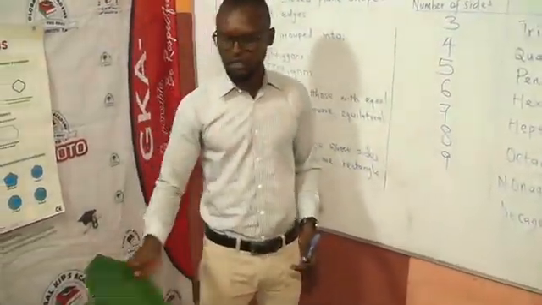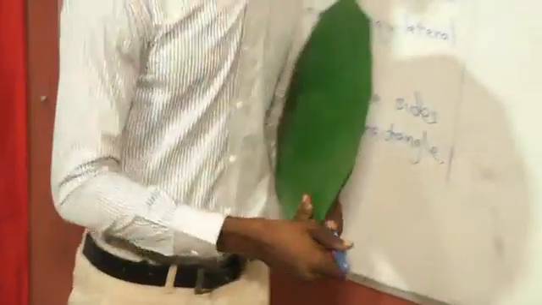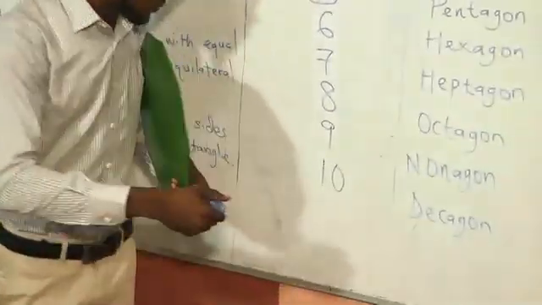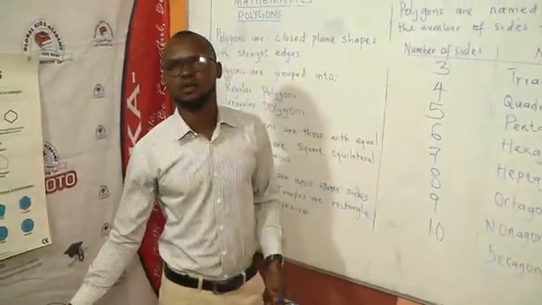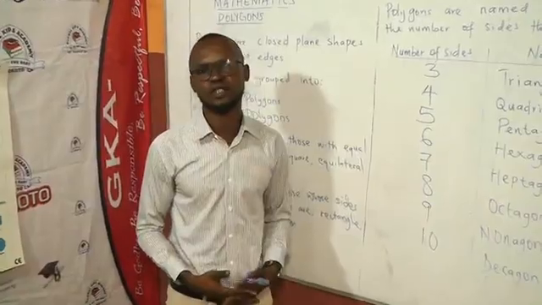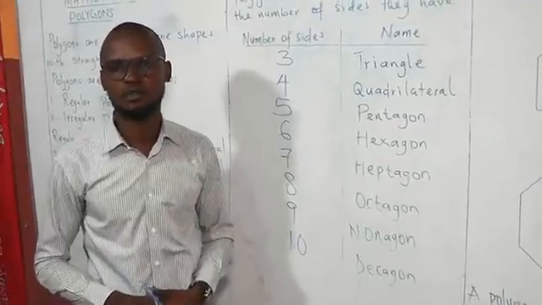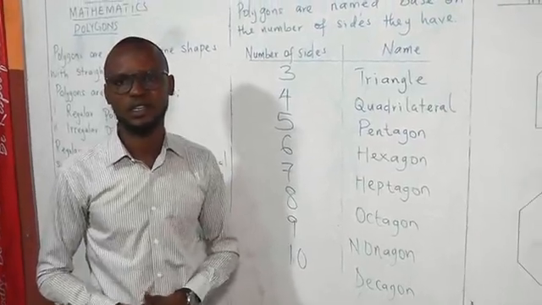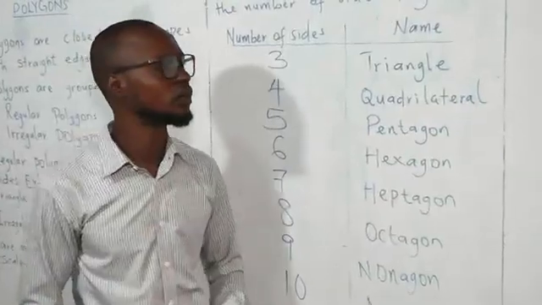The last on our list is decagon. Decagon is a 10-sided polygon. Now you may like to ask, what name will I give a polygon that has 13 sides, 14 sides, 15 sides? Having known the names of polygons based on the number of sides, let's look at how to identify the number of triangles in a polygon.